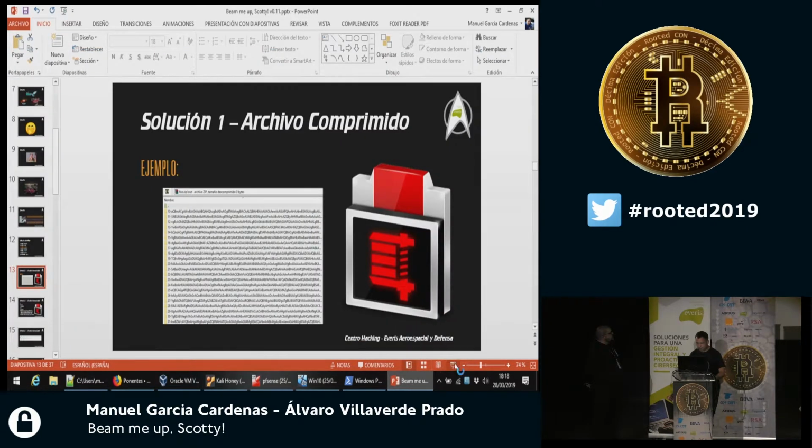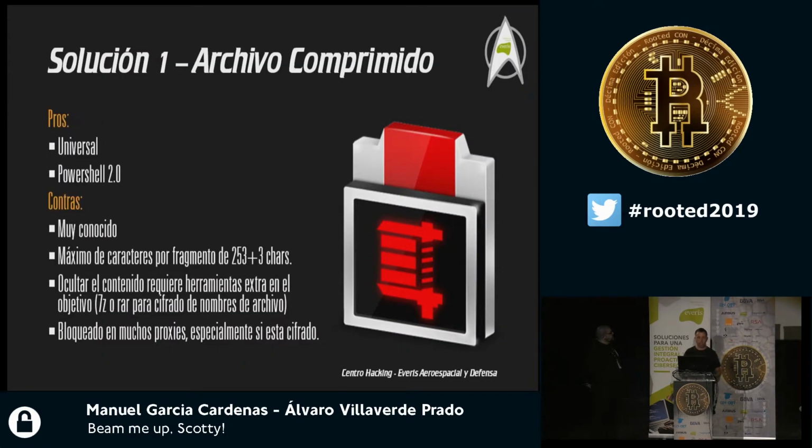So going back to the presentation, what are the advantages? Zip files are universal files. We can use them in Windows, Linux, any system. The good thing about it is that you can make it with PowerShell 2.0, with any version of PowerShell. Disadvantages: it is a well-known technique. The maximum number of characters per file is 253 plus 3 characters, one of the limiting elements that we included.